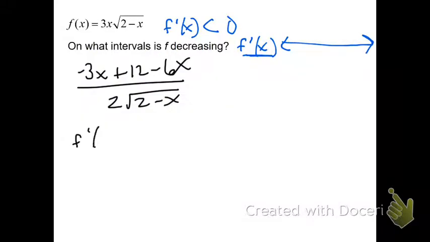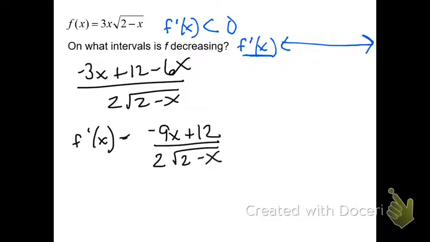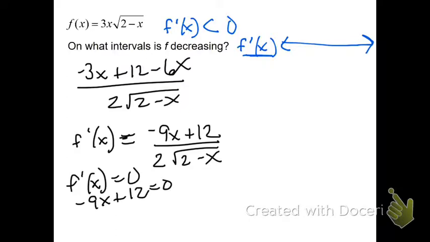So in the end, my derivative would be -9x plus 12 over 2 root 2 minus x. Okay, now set both the numerator and the denominator equal to 0. When the numerator equals 0, that's when my derivative is 0. Solve that. Subtract 12, divide by 9. -12 over -9. Simplify, divide them both by 3, or -3, and we get 4/3.